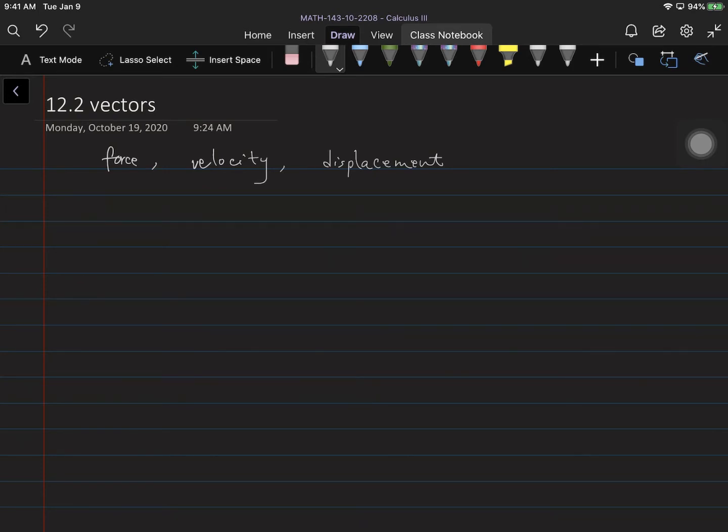Actually, they are all quantities that have magnitude and direction, right? When we talk about force and velocity, they have direction. So we call those quantities vectors. So let's see. That's the first definition. Vector definition.